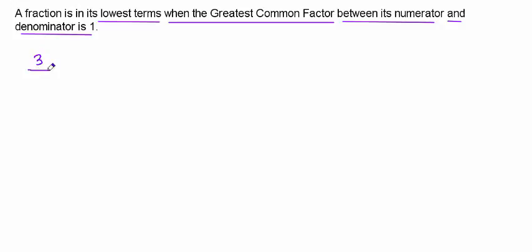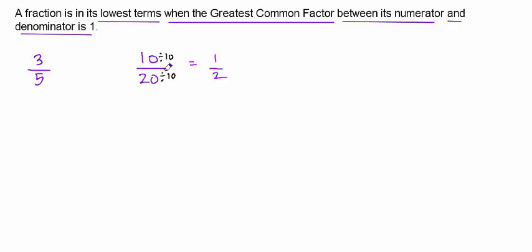Consider the fraction 3/5. The GCF of 3 and 5 is 1, and therefore we say this fraction is already in its lowest terms. But if you look at the fraction 10/20, this isn't in its lowest terms because the greatest common factor between 10 and 20 is not 1, it's 10. So to get to its lowest form, you want to divide the numerator and the denominator with the GCF. And 10 divided by 10 is 1 on the top, 20 divided by 10 is 2 on the bottom. And this is the lowest form of the fraction 10/20.